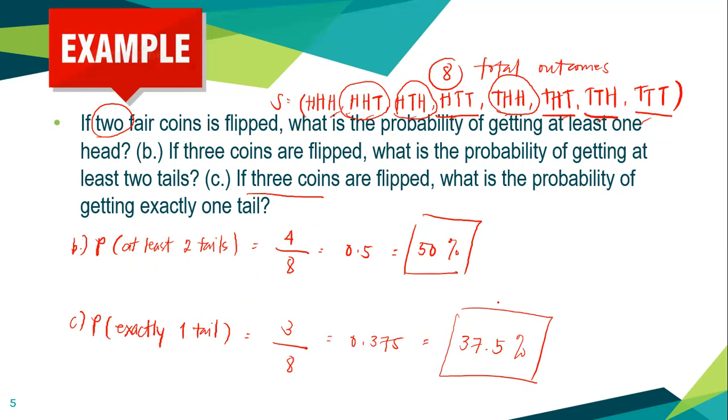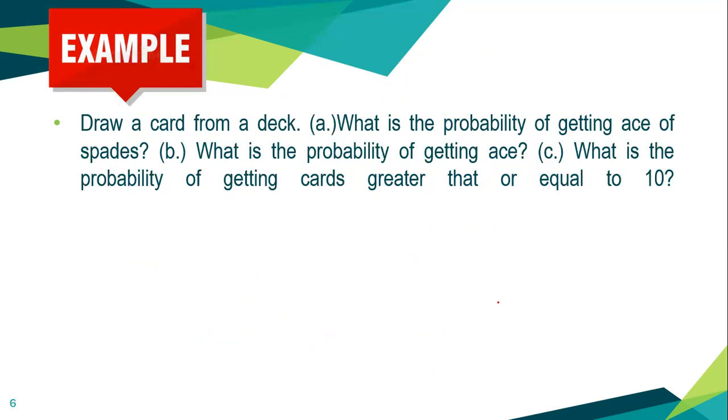Another example, I have prepared another example for you. Draw a card from a deck. What is the probability of getting ace of spades? B, what is the probability of getting ace? C, what is the probability of getting cards greater than or equal to 10? So when we say card from a deck, okay, deck of cards, that has 52 total cards, okay? So sa baraha, meron tayong 52 cards.